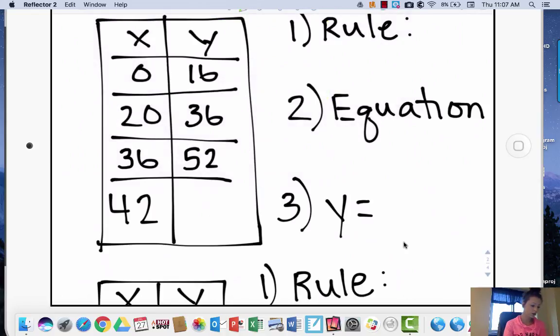Okay, let's try another one. All right, so for this one, when x is 0, y is 16. When x is 20, y is 36. When x is 36, y is 52.